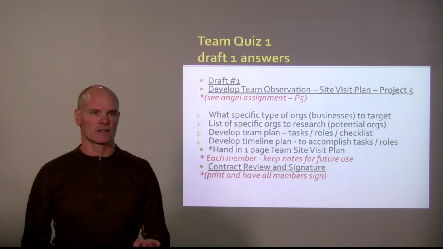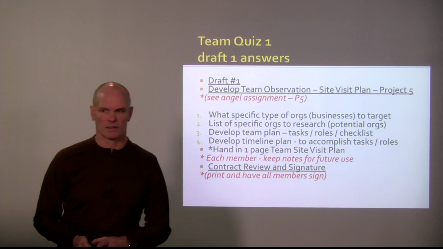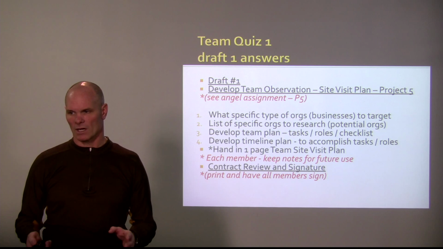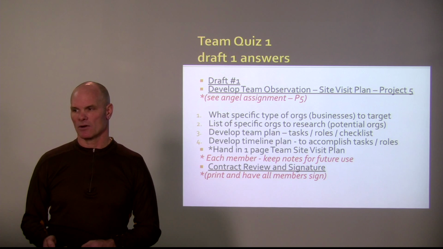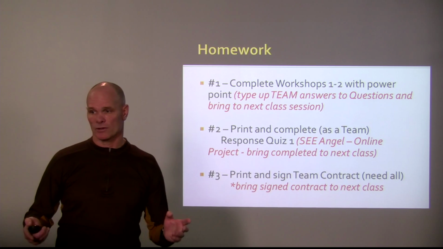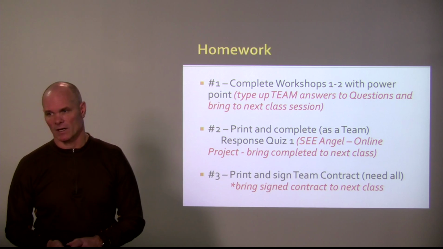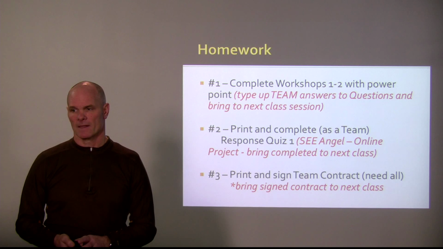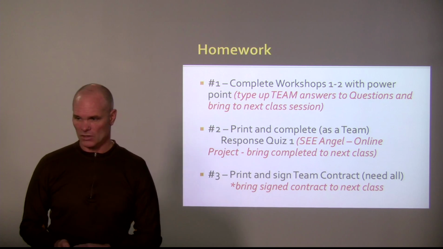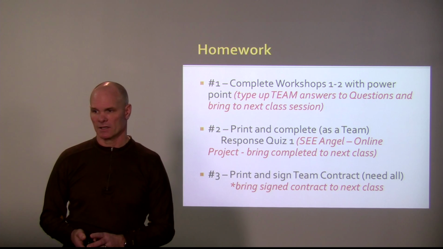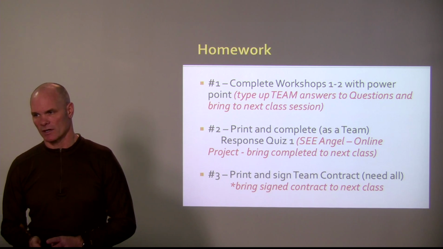The second part is then to actually review the contract, which is on Angel, and it's on the project piece here, online project. Make sure you review it, go through the details of that, sign that, and make sure all the members of your team are signed. So real simple, complete the workshops 1 and 2, and type that up as a group. Give me some feedback. Secondly, print out and complete as a team the response quiz 1. So you're prepared for that first team project. Bring that along, and then print and sign your team contract, and we're ready to go.